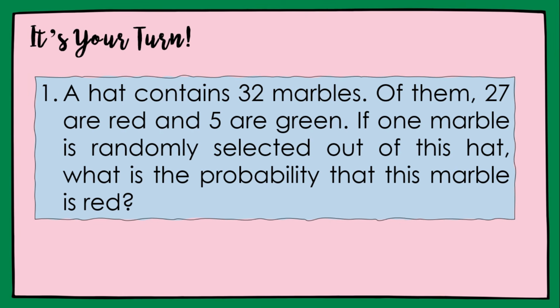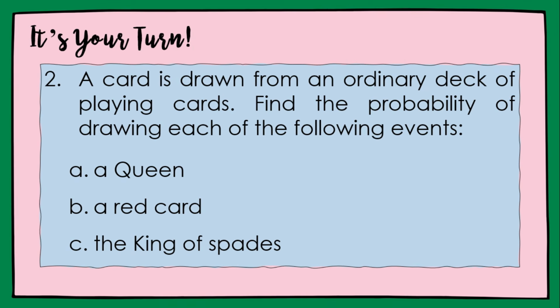Number 1. A hat contains 32 marbles. Of them, 27 are red and 5 are green. If one marble is randomly selected out of this hat, what is the probability that this marble is red? Number 2. A card is drawn from an ordinary deck of playing cards. Find the probability of drawing each of the following events. Letter A, a queen. Letter B, a red card. And letter C, the king of spades.